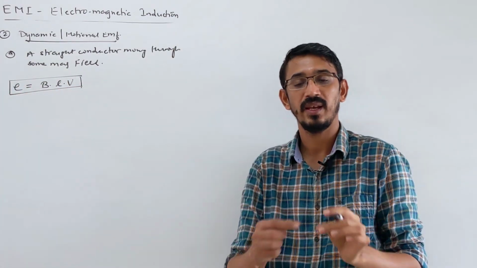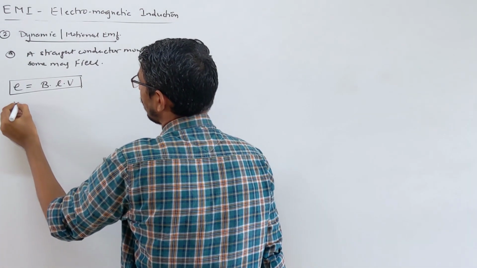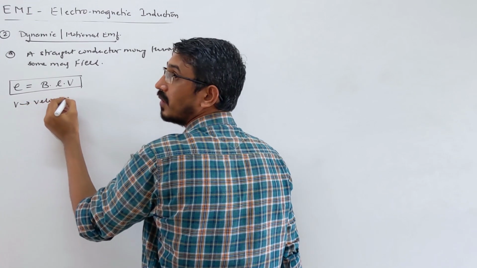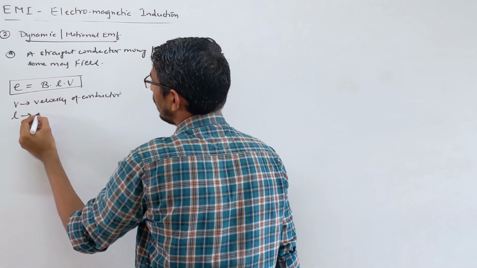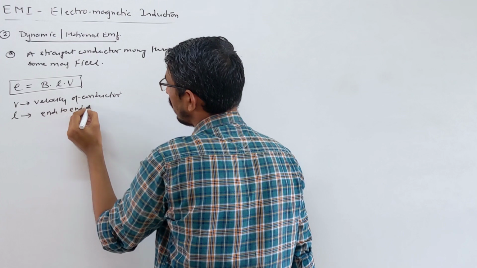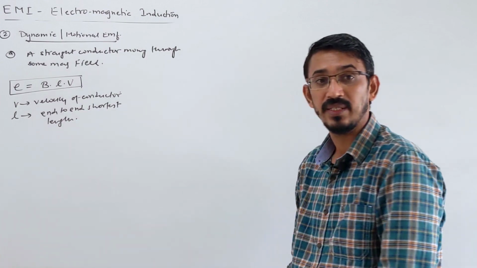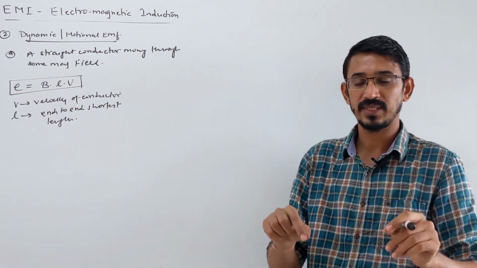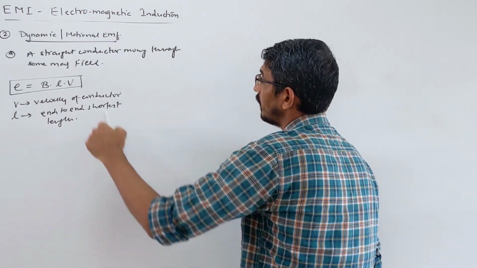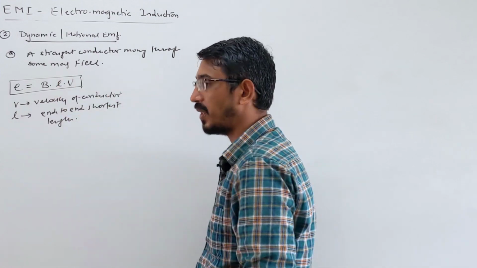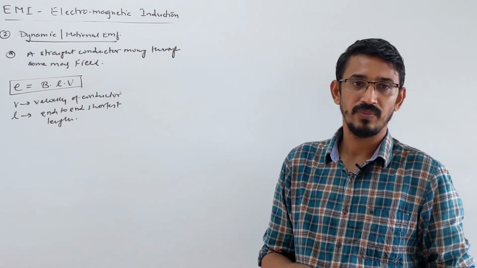BLV: magnetic field, length of the conductor, and velocity of the conductor. V is the velocity of the conductor. L is the end to end shortest length, just like the displacement of the given conductor. If you have a straight wire, then the length is L only. If you have some other shape of wire, then you need the end to end straight distance. You can also write sin theta here, but generally the magnetic field should be perpendicular to your wire.